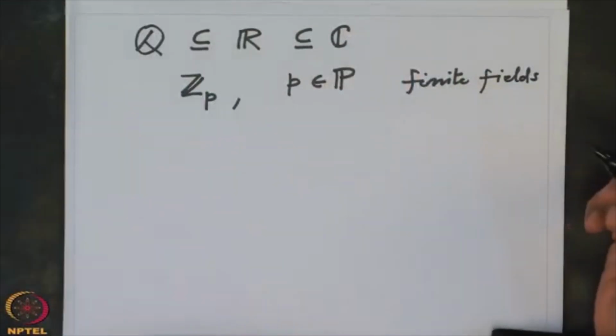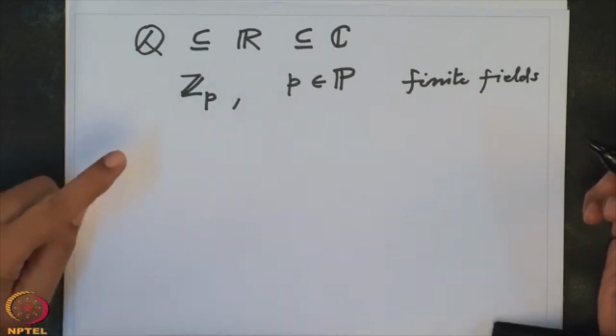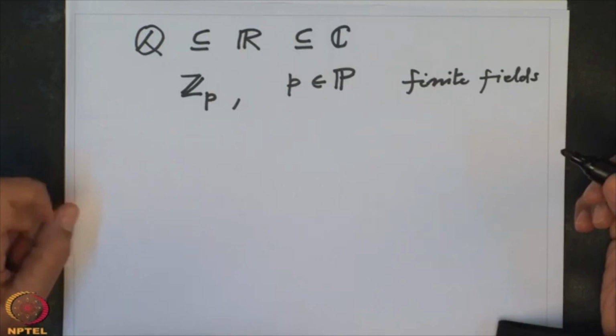In addition to these standard number systems that we study in schools and colleges, we have seen these modulo operations, Z mod P, where P varies in the set of prime numbers. So this is a family of finite fields. These are so-called finite fields. They are finite sets, and on that congruent mod P is a binary operation. More generally, I will show you there are other examples of finite fields as well.